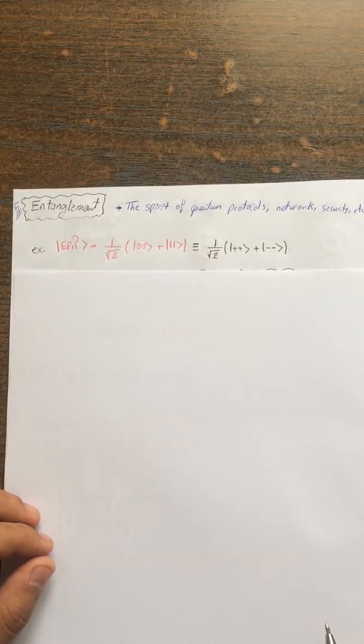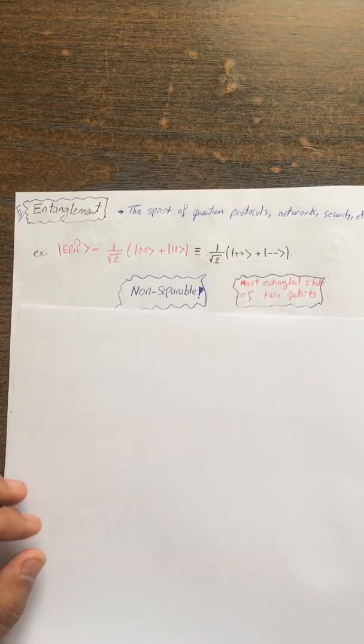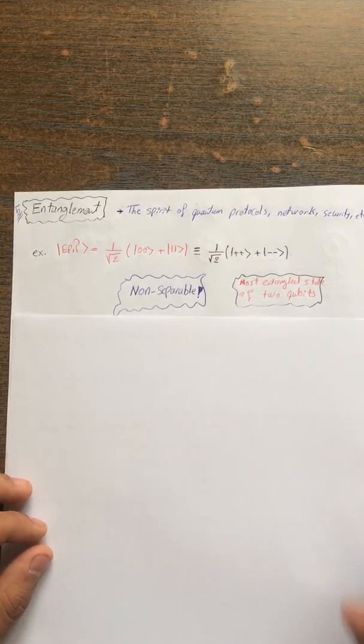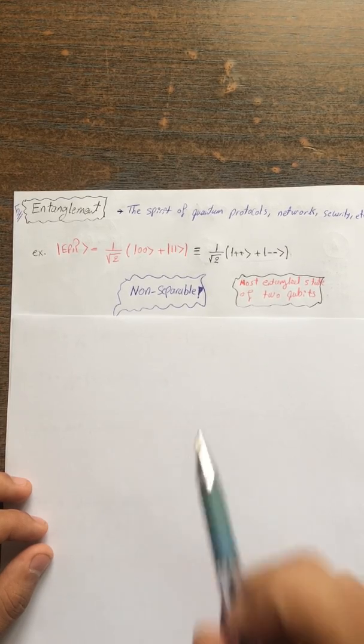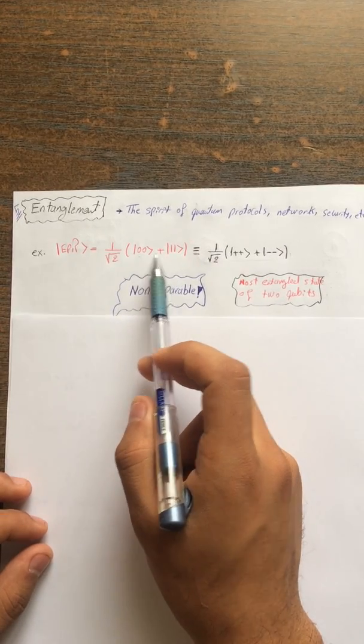Why is it an entangled state? Well, because it's what we call a non-separable state. What is meant by a non-separable state? If you think for a moment, you see that they cannot be separated from each other.